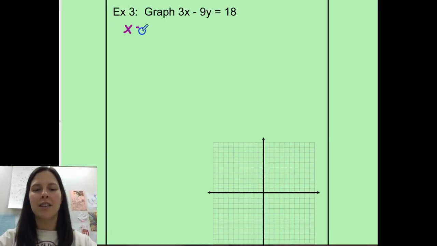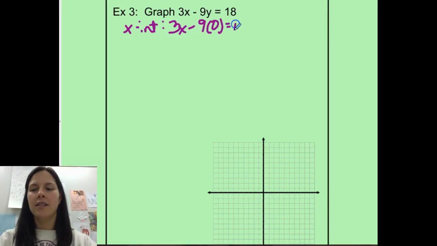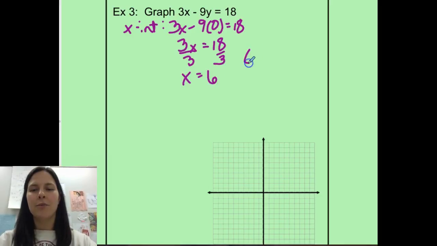One more, taking a look at that x-intercept, we'll replace y with 0 and solve for x. We get 3x equals 18, so when we divide both sides by 3, we get an x-intercept of 6. Writing that as an ordered pair, we solved and got 6 for x when we substituted 0 for y.